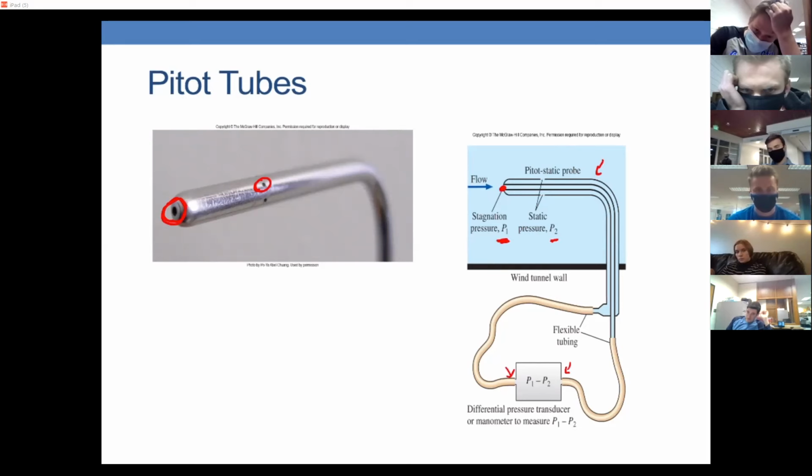Why do you think people do this? Don't planes use that to calculate airspeed? Yes, they do. Planes do use this to calculate airspeed. You do this because we just talked about how the stagnation pressure will give us a relationship between P1 and P2 and velocity. And so if you want to measure the velocity at a point, you can use this Pitot tube.